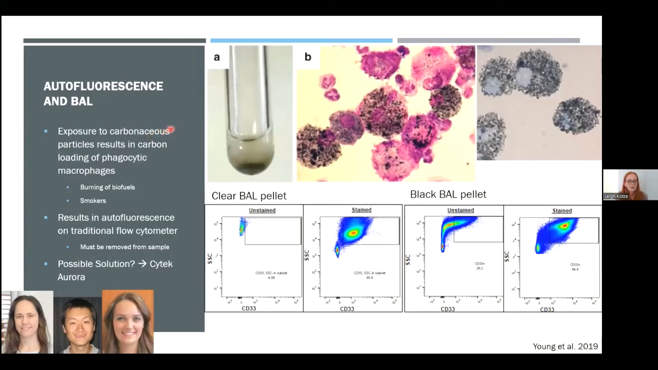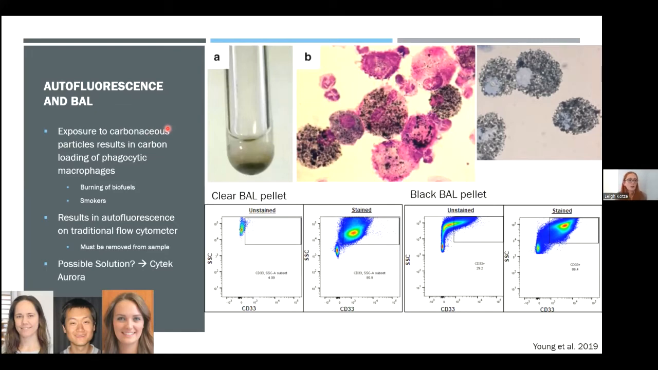So going back to those carbonaceous particles I mentioned a few slides ago, when we work with patient-derived alveolar macrophages, it can be quite challenging, because in settings where burning of biofuels and smoking prevalence is very high, alveolar macrophages tend to internalize these carbonaceous particles, making them highly autofluorescent in nature, because the carbon particles irregularly scatter light, making the true fluorescent signals incredibly blurred.